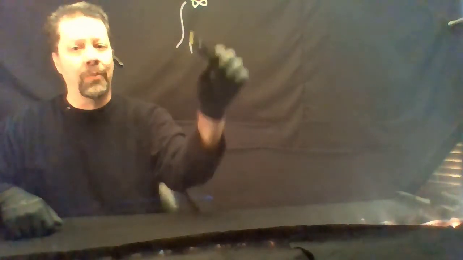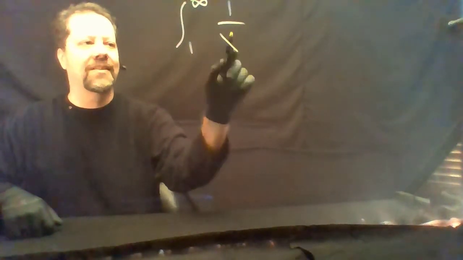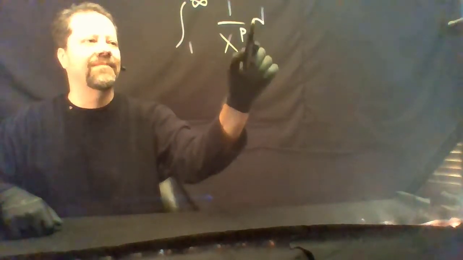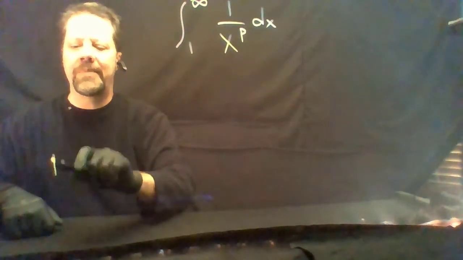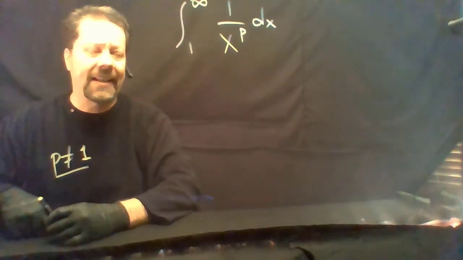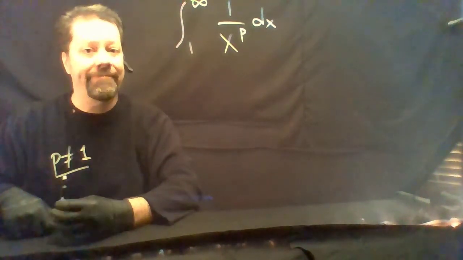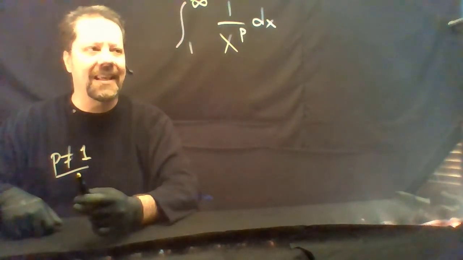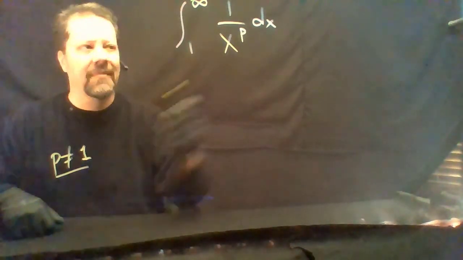What if I'm integrating from 1 to infinity, 1 over x to the power of some power p? We'll assume here that p is not 1. We already know what happens in that case. P is 1, it diverges to plus infinity. What happens in the case that p is not 1?